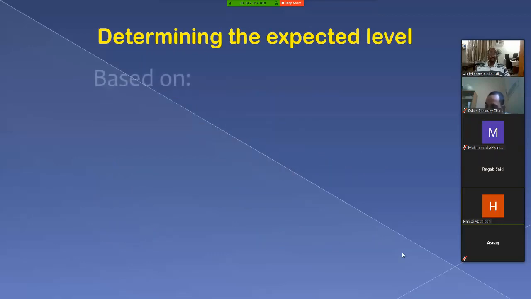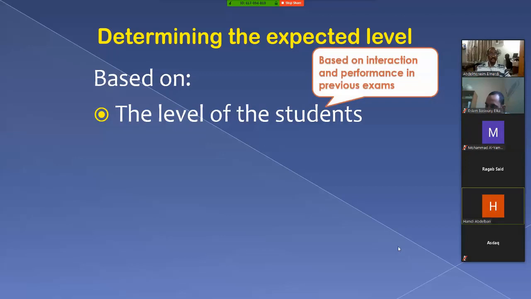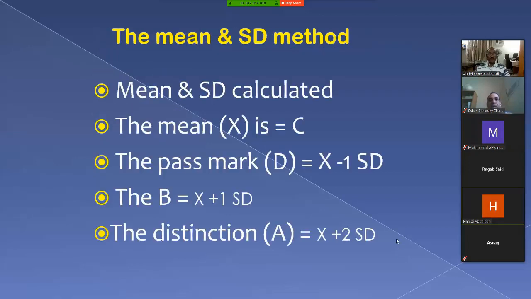Now, this is just the last part of the discussion. If you want to determine a pass mark for the whole exam, of course, for the whole course, you cannot base that on individual questions, on items. You do it in a different way.